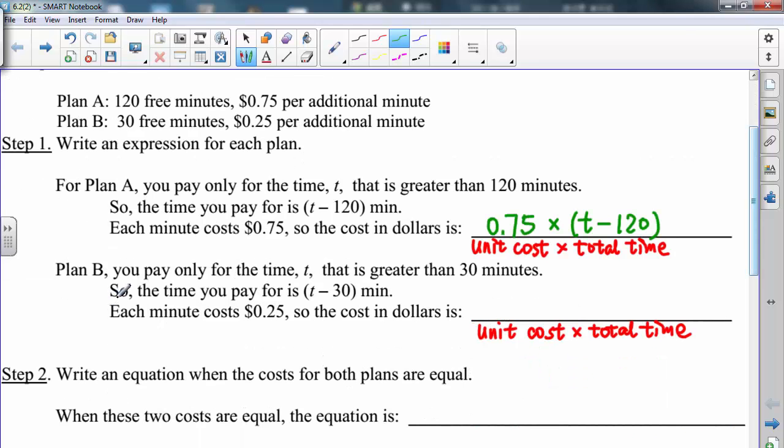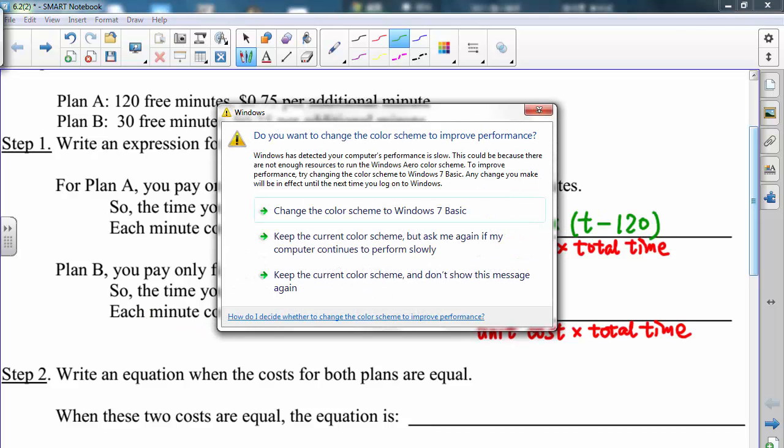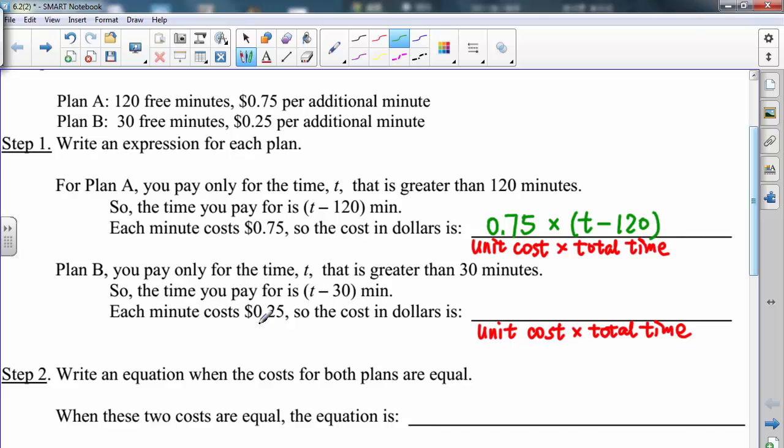Let's look at plan B. You pay only for the time t that is greater than 30 minutes. So the time you pay for is t minus 30 minutes. If you want to write out this expression, the idea is exactly the same as plan A. Each minute costs 25 cents, so the cost in dollars is unit cost times the time you need to pay for. It's t minus 30 minutes.